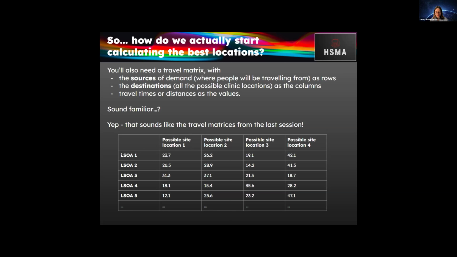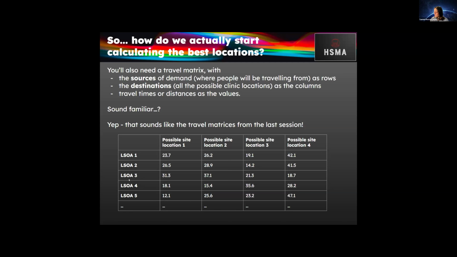So every time we read across them, we go, okay, to travel from LSOA 1 to possible site location 1, it's going to take, in this case, 23.7 minutes. To get from LSOA 1 to possible site location 2, it's going to take longer, 26.2 minutes. LSOA 4 to site location 4, we read across from here, down from here, 28.2 minutes to get to that site location from this LSOA.